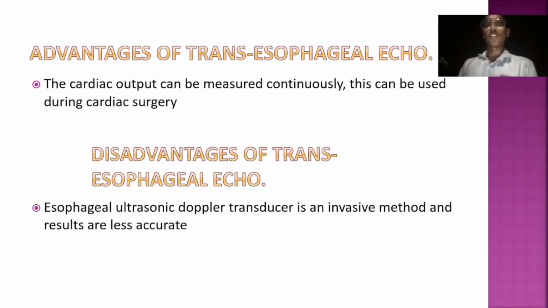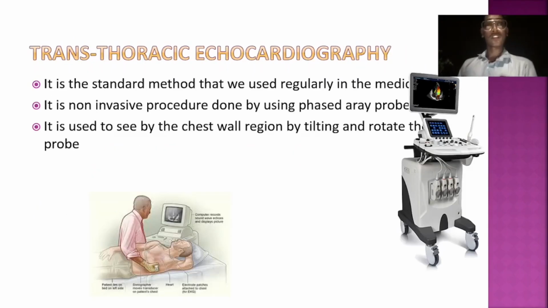The advantage is that we can use it during cardiac surgeries, and the disadvantage is that, being invasive, we cannot get an accurate interpretation, unlike transthoracic echography. Compared to that, transthoracic echocardiography is a standard method. We can use it regularly in medical practice. It is a non-invasive procedure, simpler than the invasive procedure, and by using a phased array probe, we can tilt and rotate the probe to assess the patient easily.